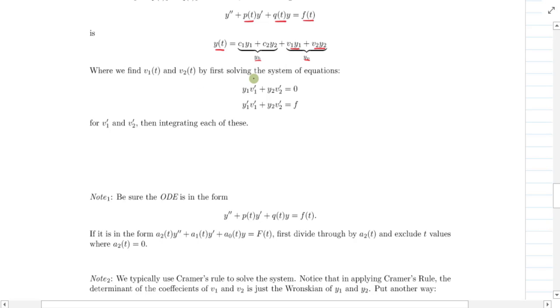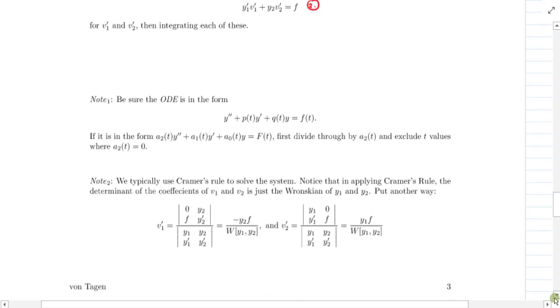And if you go back and look at that video, we had a whole bunch of work, and we basically came up with a system of two equations. And because we are assuming we know y1 and y2, the solutions to the homogeneous equation, the unknowns are simply v1 prime and v2 prime. So we go ahead and solve this system of equations. Typically we do that using Cramer's rule. And then you simply integrate the v1 prime and the v2 prime to give you your v1 and v2, and then you plug all of that into the ODE.